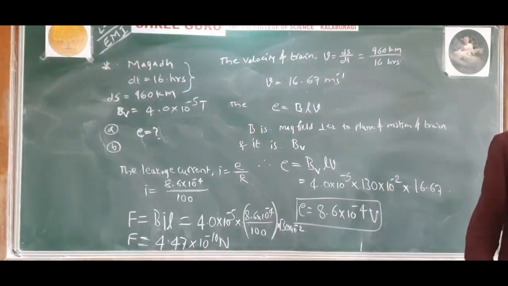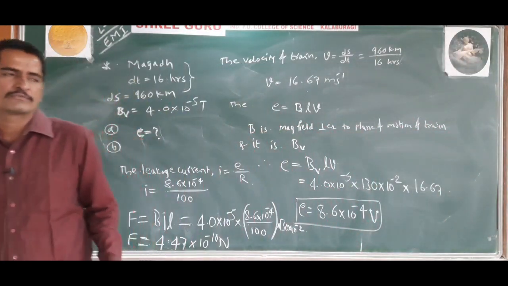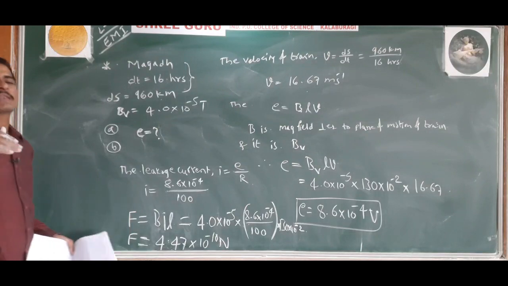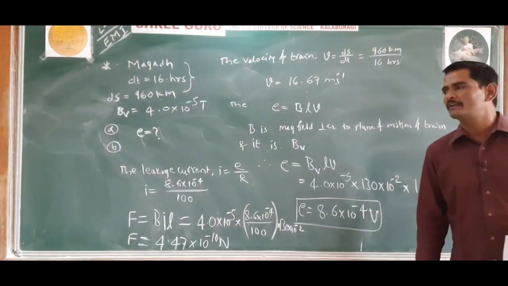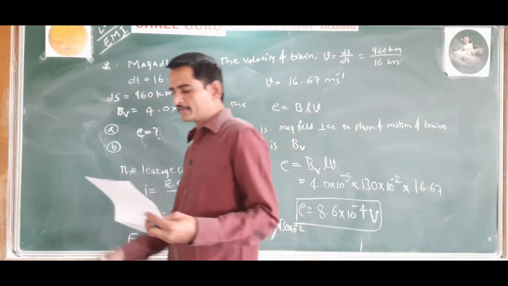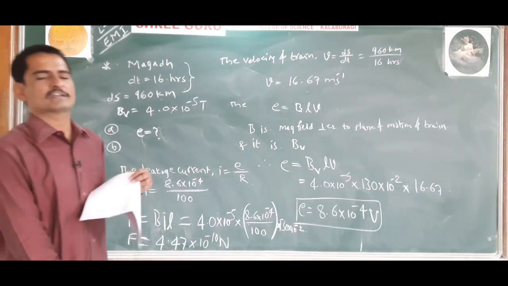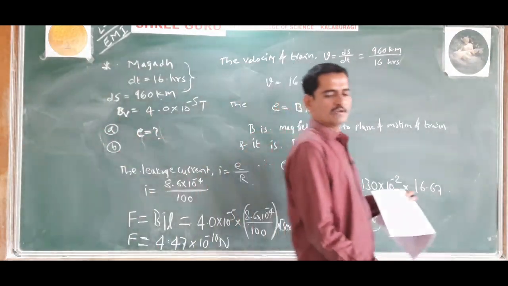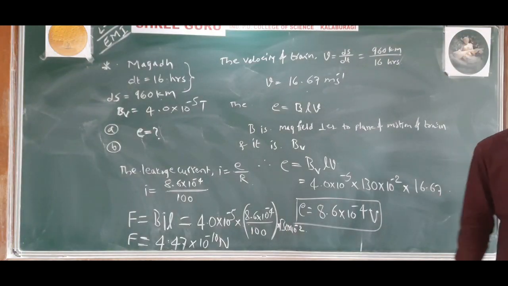Okay, this is the question, and this question is the same. Instead of train, they are using a plane. A plane is moving in the Earth's magnetic field, and the length of the wings of the plane is 25 meter, and the plane is moving with a speed of 1800 km per hour. Then the EMF is induced across the width of the plane.